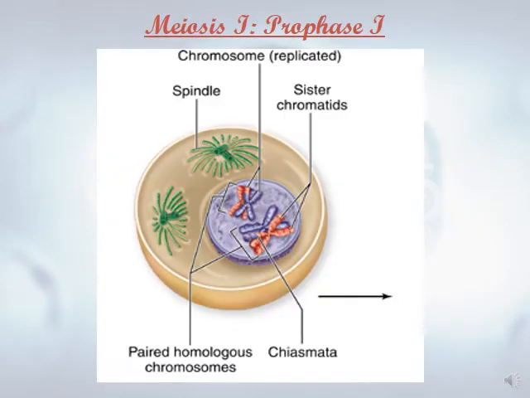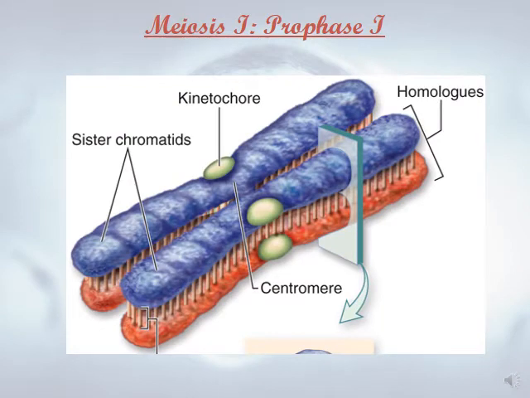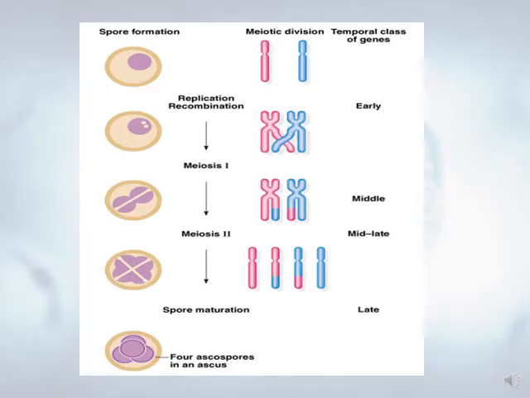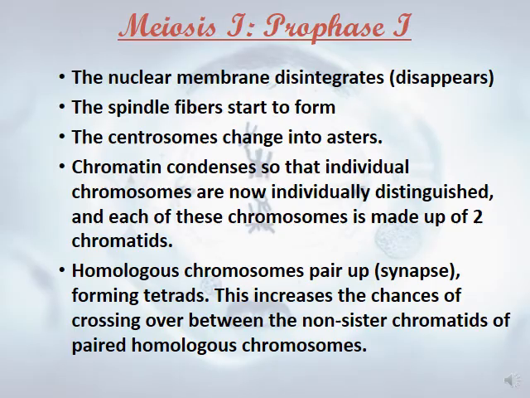Prophase 1. Here we have something called tetrads. So we don't have the chromosomes alone, and inside we have something called crossing over that will occur. So this crossing over is exclusive and only in the meiosis process. During prophase 1, the nuclear membrane disintegrates, like the case of prophase.